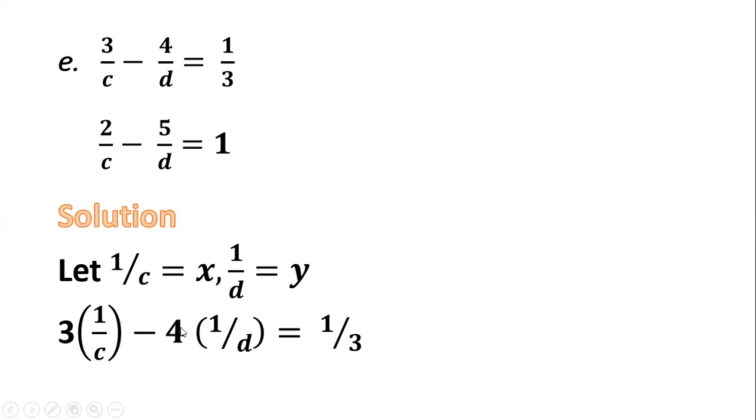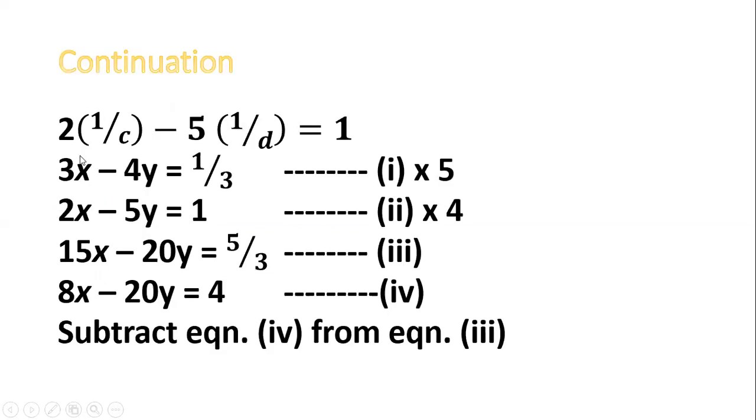When you do that, that's 3 over 1. So minus 4 into bracket 1 over d equals 1 over 3. Then the second one, 2 into bracket 1 over c minus 5 into bracket 1 over d equals 1. So mind you, 1 over c will be substituted. It will be equal to x. Then 1 over d will be changed to y.